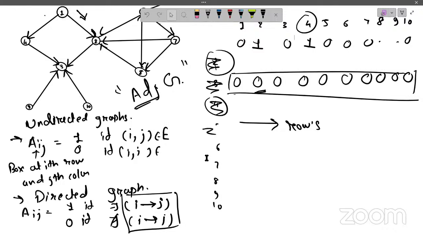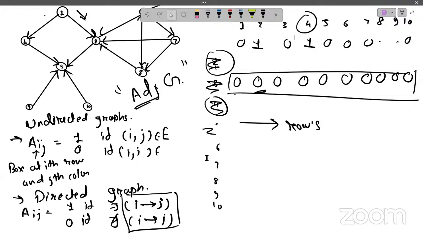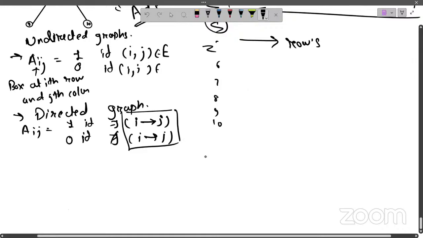The characteristic feature of the adjacency matrix is that the number of rows will be equal to the number of columns. Every adjacency matrix should be a square matrix, because we denote the columns also by the same entries. If there are n vertices, then it will be an n cross n matrix.